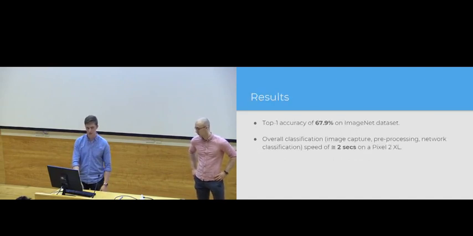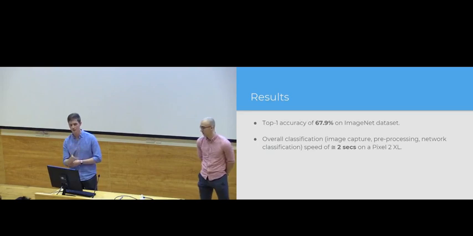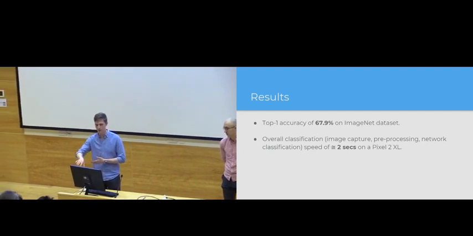The result of this was a top one accuracy of about 68%. This meant that about 68% of the time, they would get the top classification correct. However, we did find that on the ones that got incorrect, the confidence would be low. So by setting the threshold correctly, we could throw these images away.